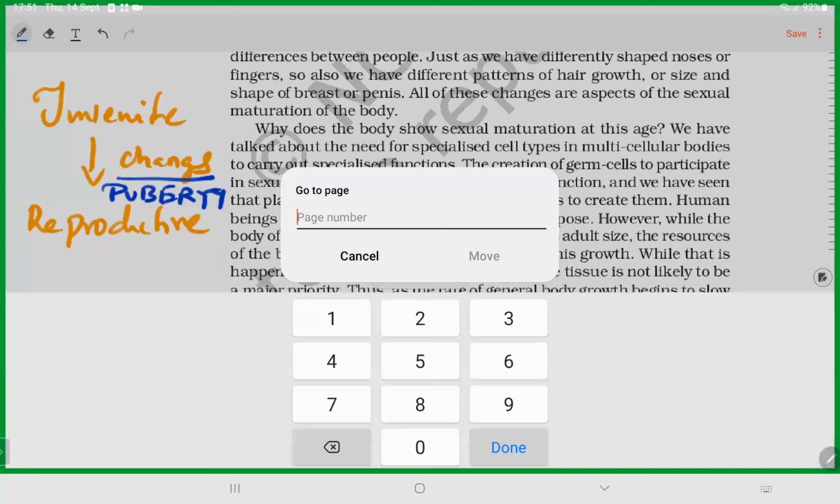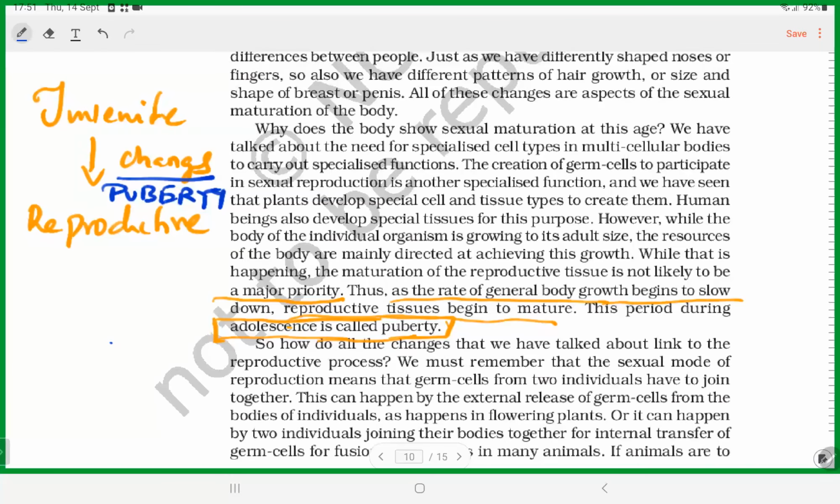Hello? Yes, sir. Kaushik? Yes, sir. Are you there, Kaushik? Listening? Yes, sir. Okay. Good. Yes, Kaushik.